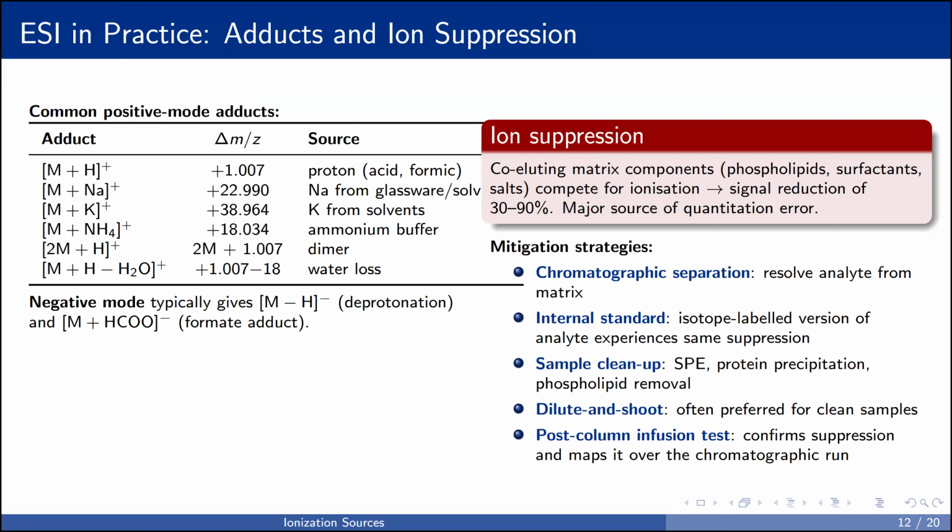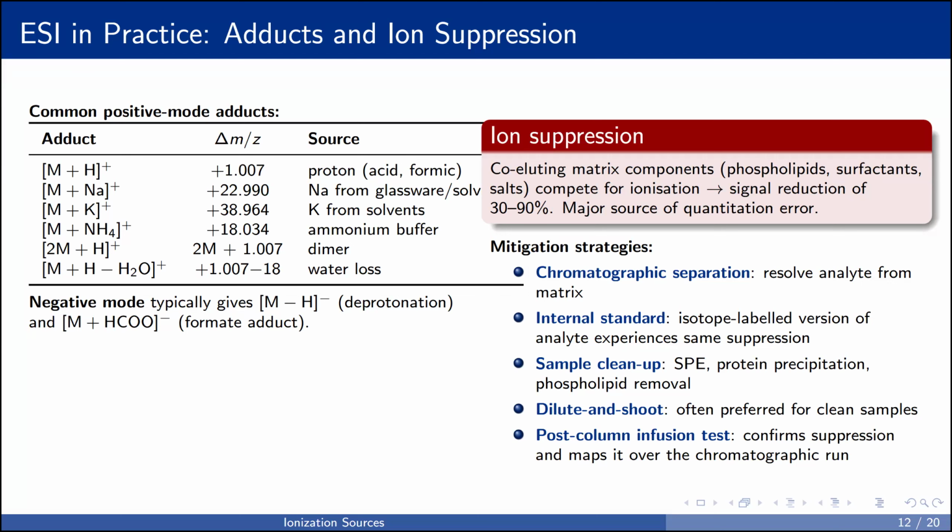Negative mode is great for acids, phenols, and some halogenated compounds. Second, and most seriously, ion suppression. This is the single biggest practical problem in ESI-based quantitation. Ion suppression happens when other compounds co-elute with your analyte and compete for ionization in the source.